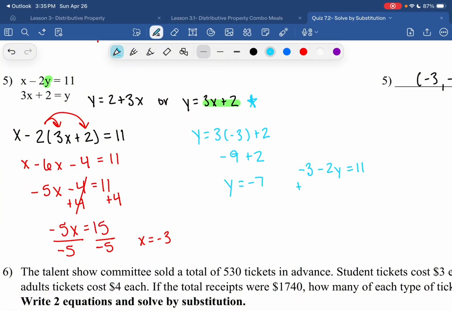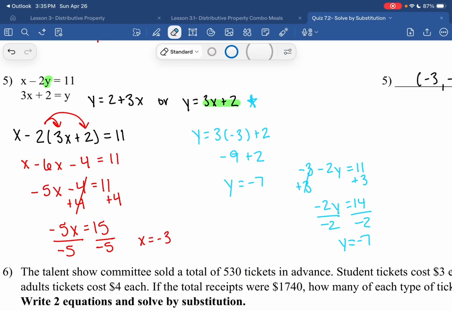Okay, I'm going to add 3 to both sides. So now I have -2y equals 14. I divide by -2. You still get y equals -7. So essentially, it does not matter which equation you plug it into, you will get the same answer.